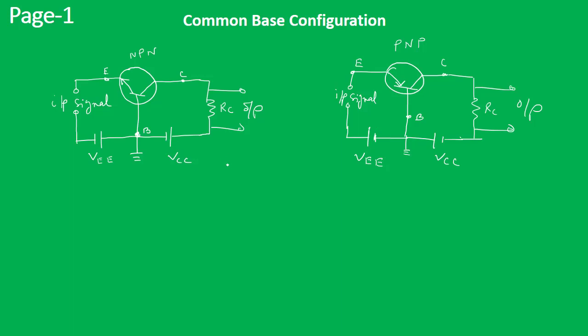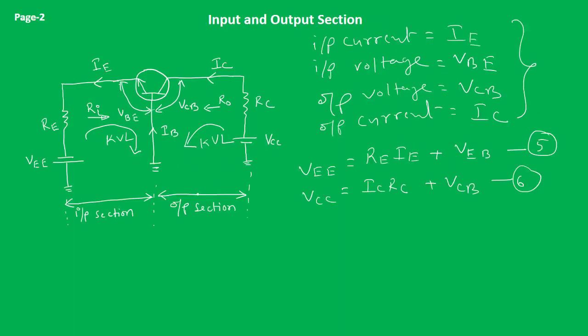Now for the common base configuration, we have analyzed the input section and output section, and we have found the input current as IE, input voltage as VBE, or many times it is written as VEB also. So both we can consider. Output voltage is VCB and output current is IC.